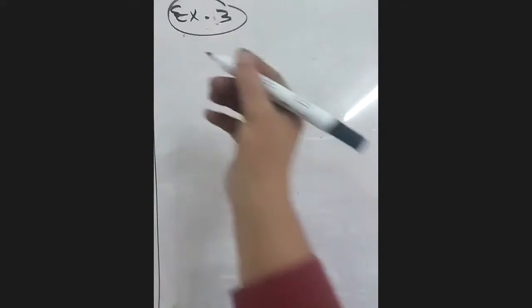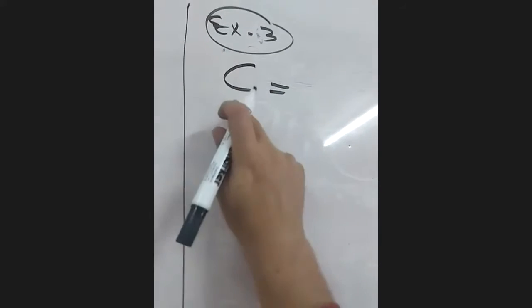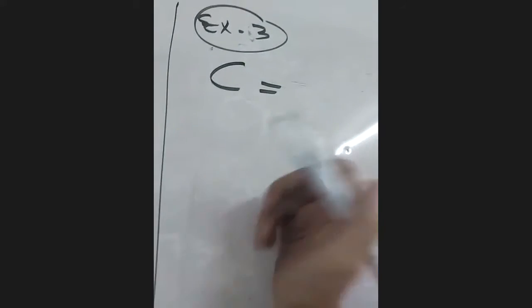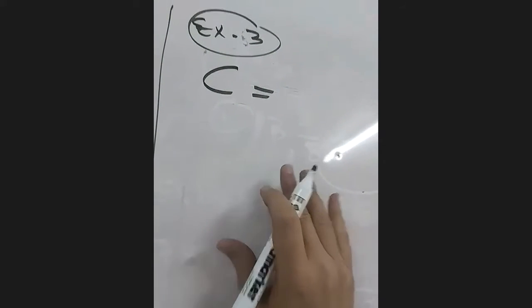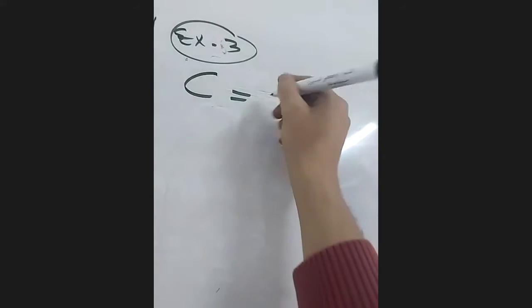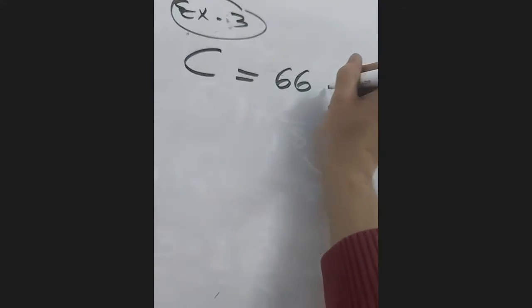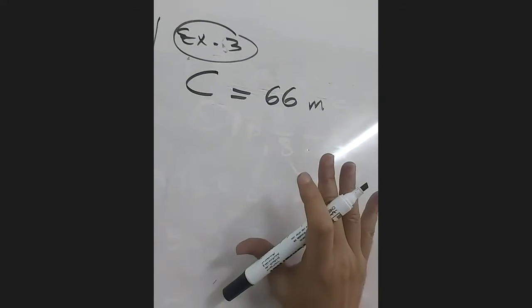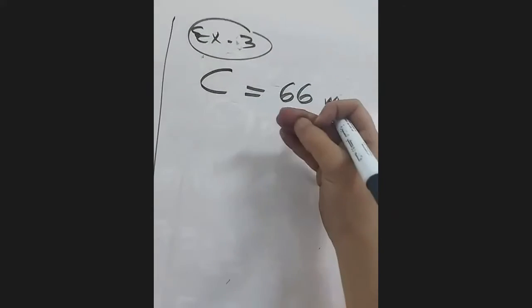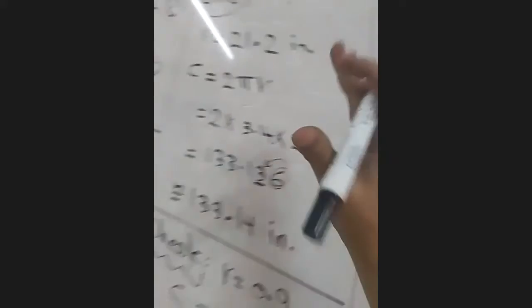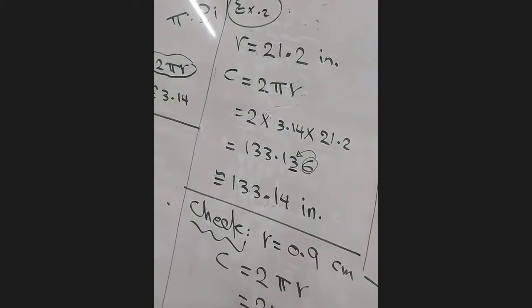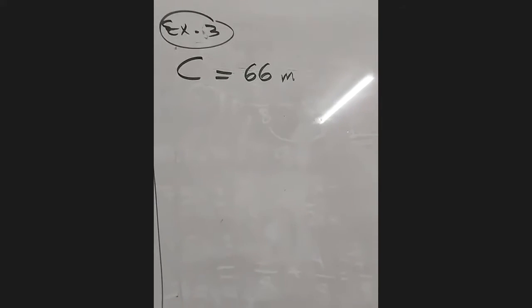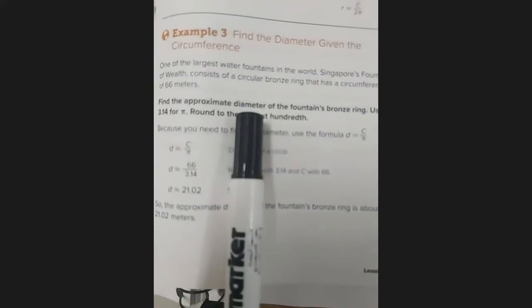So the given is what? 66 meters. What is it? Circumference. So the given is the circumference. 66 what? Meters. So the given here, guys, is the circumference. But in the previous question, the wanted was the circumference, right, Yazan? Yes. Now continue, read the question. What the question wants. Find the approximate diameter of the fountain's bronze ring.